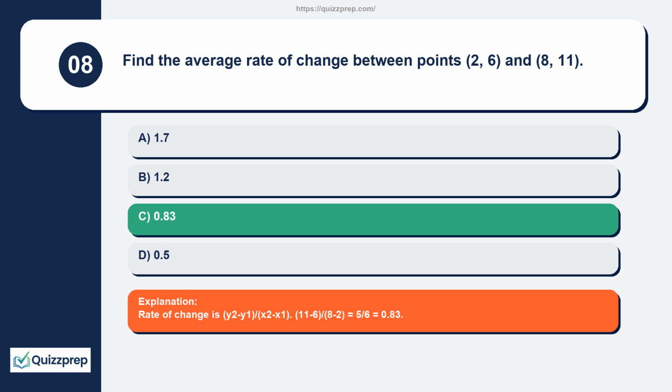Rate of change is (y2 - y1) / (x2 - x1). (11 - 6) / (8 - 2) equals 5 sixths equals 0.83.